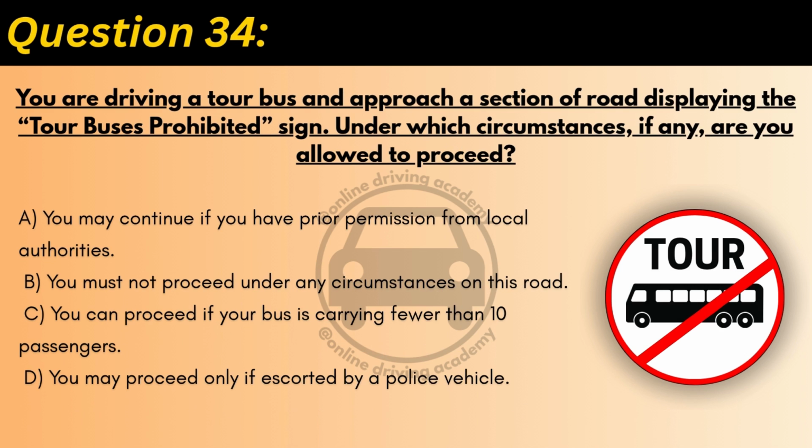Question 34. You are driving a tour bus and approach a section of road displaying the tour bus's prohibited sign. Under which circumstances, if any, are you allowed to proceed? So automatically, if you are approaching a tour bus's prohibited sign and you are driving a tour bus, you should know that you cannot enter this road at all. So look for the answer that's going to be telling you that you are prohibited from entering that road, right? And from our 4 options, we can see that option B is going to be that answer. Therefore, option B, you must not proceed under any circumstances on this road, will be your correct answer.